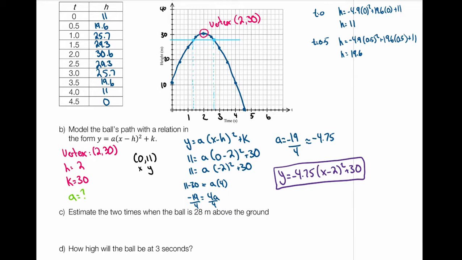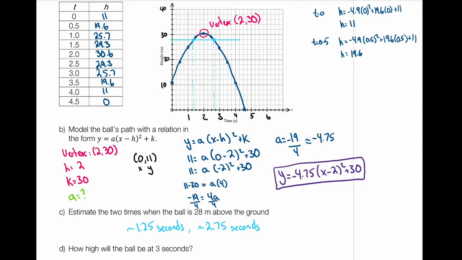So roughly the 2 times that the ball is 28 meters above the ground, again, once on the way up, once on the way down, say roughly 1.25 seconds. And again, roughly the next one, 2.75 seconds. So just estimating. Again, there's not a correct exact answer, but you should be roughly in that ballpark.